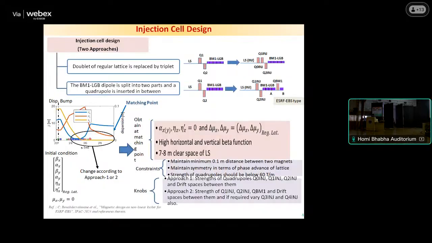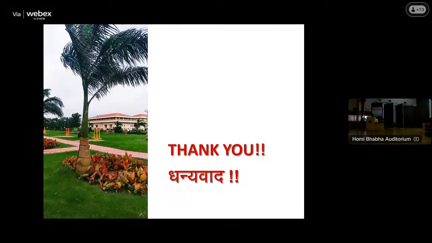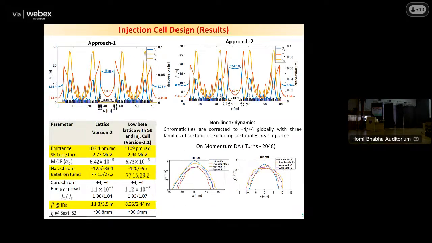So for this, we designed an injection cell. We followed two approaches. In the first approach, we replaced the doublet with a triplet, and in the second approach, the dipole is broken into two parts and a quadrupole is included here. Our motive is to match the parameters here with the initial condition at this dispersion bump location, and these are our requirements. These are the results in approach 1 as well as in approach 2.